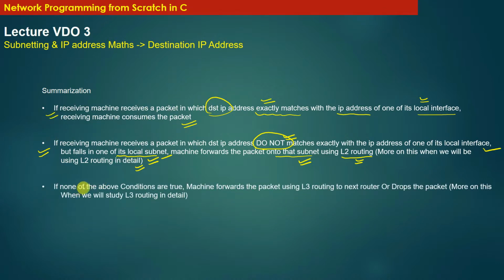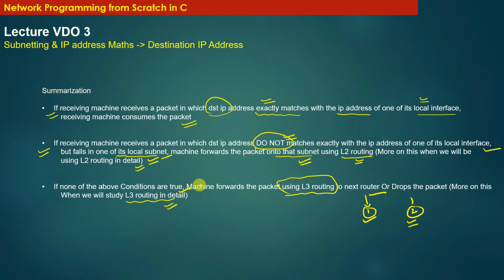Now the third point is that if none of the above conditions are true, in this case the machine forwards the packet using L3 routing to the next router. This is the first action that the router can take. The second action is that the router can also choose to drop the packet. So when will the router choose action 1 or action 2? We will study this in detail when we learn L3 routing.